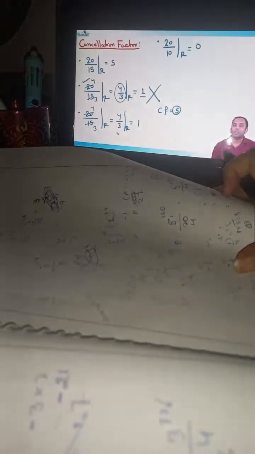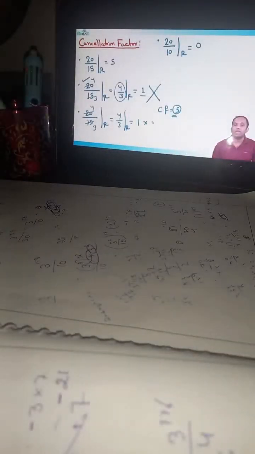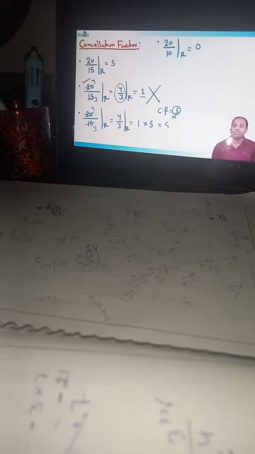It is 1. But always multiply your answer by the cancellation factor. That is 1 into 5, your answer will become 5. So 5 is the answer, right? Not 1, but 5 is the answer. Why? Because we again got 4 by 3 remainder as 1, but we have multiplied by the cancellation factor, and that will give me the correct answer. This is the concept of cancellation factor.